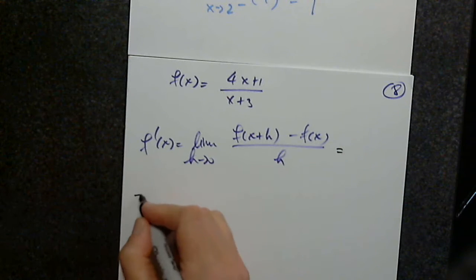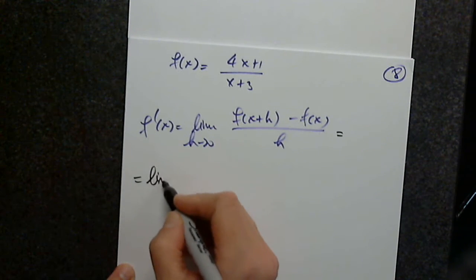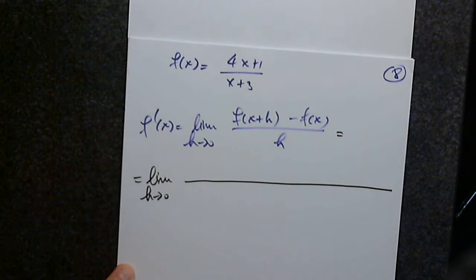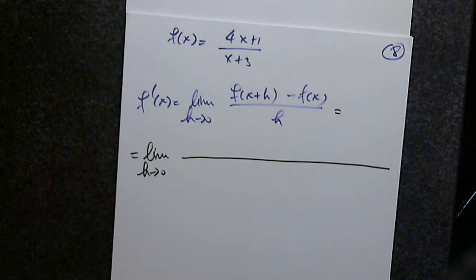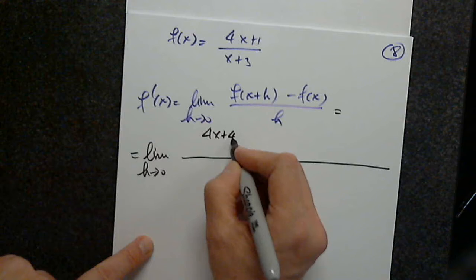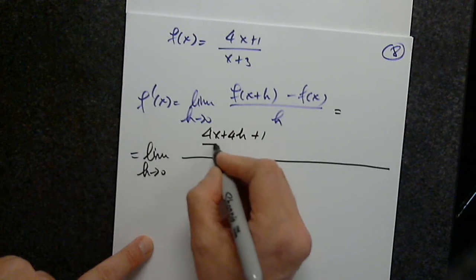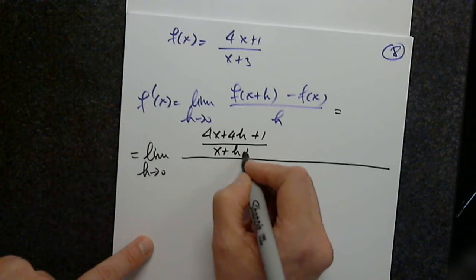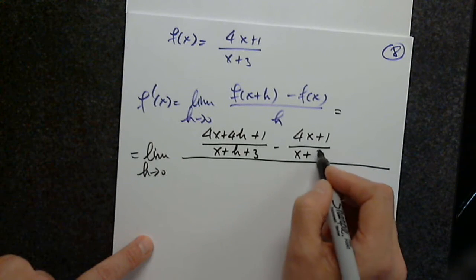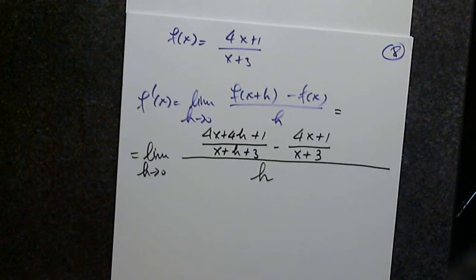Can anyone dictate? Please do not drop the limit operator till the very last step. What would you write? Yes, (4x + 4h + 1) over (x + h + 3) minus (4x + 1) over (x + 3), divided by h. What will be the next step?